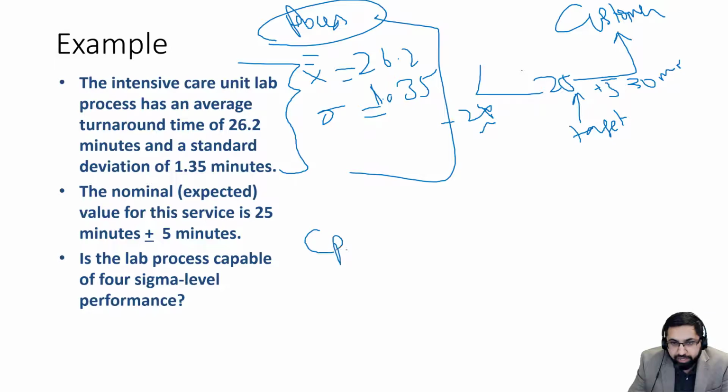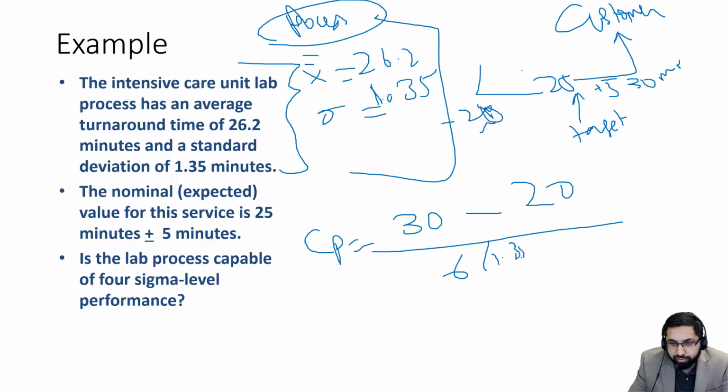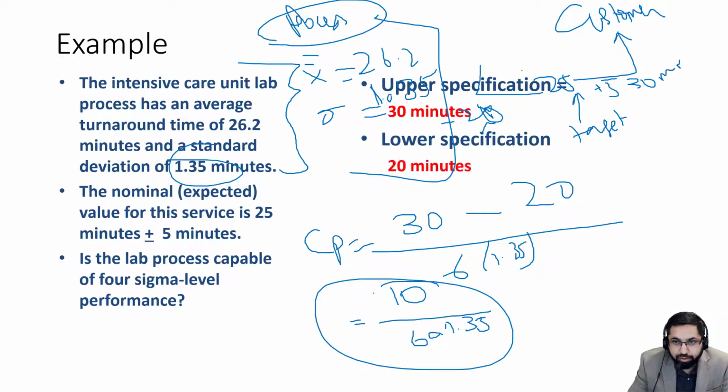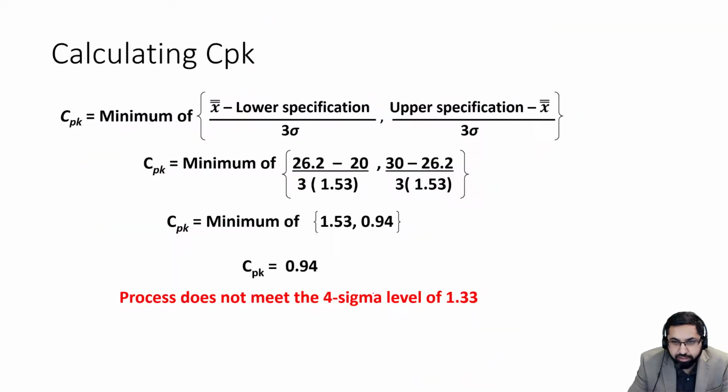So first we can do CP. So we know that my upper spec is 30 minutes, minus lower spec is 20 minutes, and I have to do 6 times sigma, which is 1.35. So you'll get 10 on the top, right, over 6 times 1.35, the standard deviation. So that would give us CP. We got the upper spec, lower spec, average service time, and sigma.